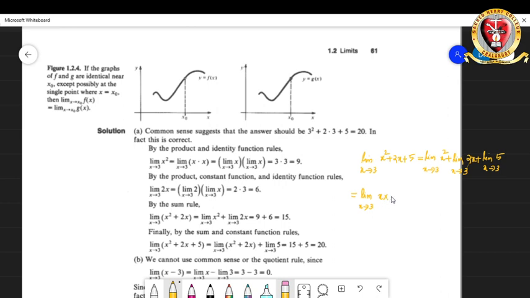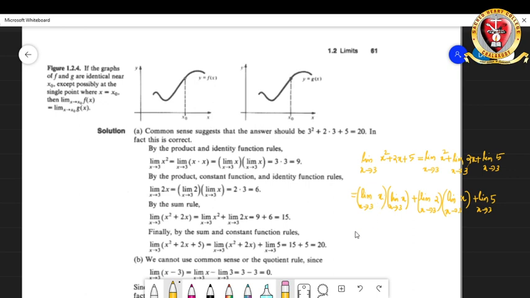So this is x into x, right? So for x into x, how can we write? You can write it as limit, like this, limit by the product rule, plus here you can write limit x tends to 3, 2 into limit x tends to 3, x plus limit x tends to 3, 5.